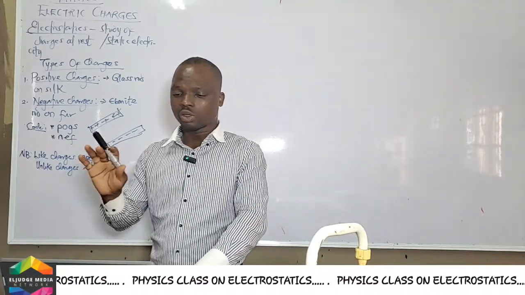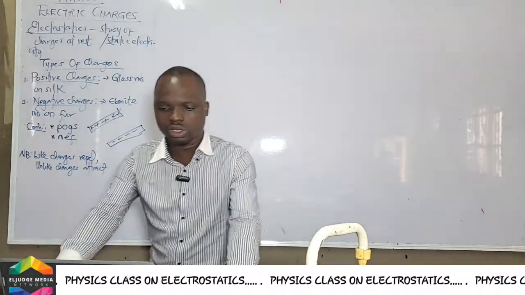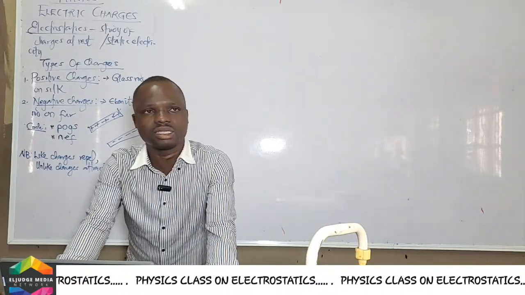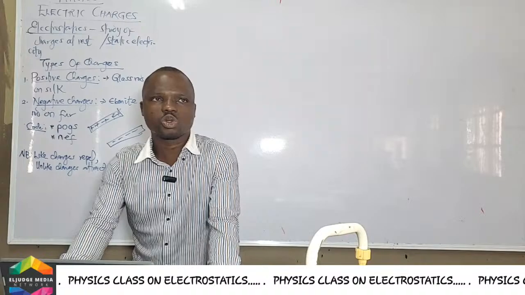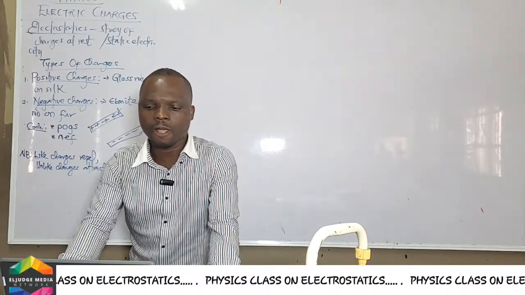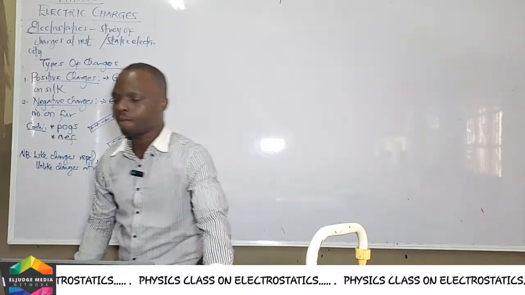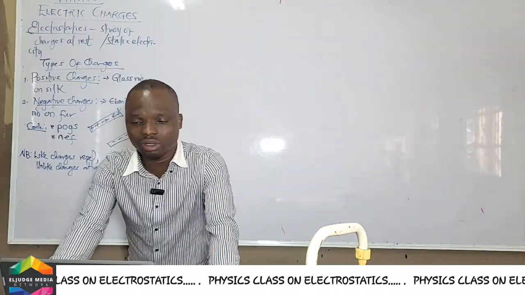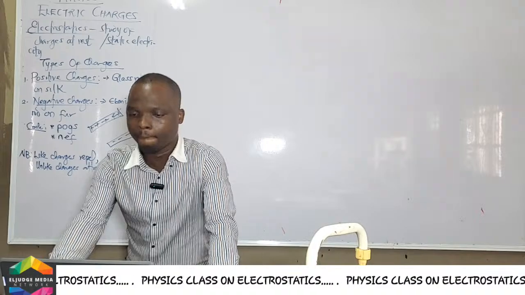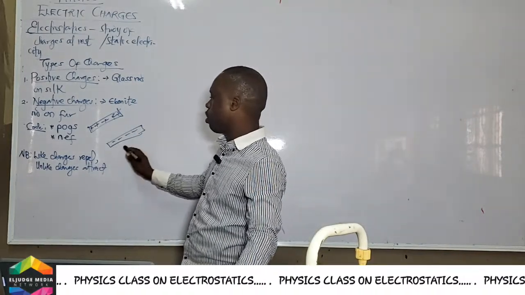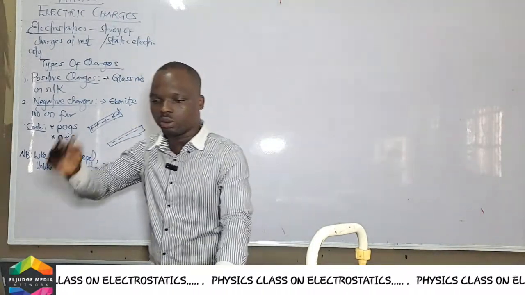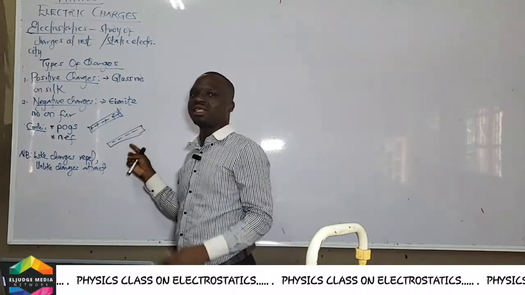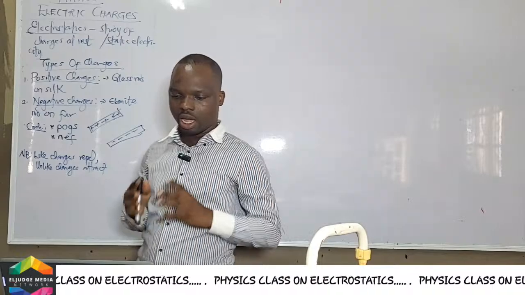Another way is when you comb your hair. We have the dry hair with a comb. When you comb your dry hair with a comb, and the comb is made of a plastic material, you see some of the tufts of hair will stick to different parts of the comb. It's because of electric charges between the comb and the hair.